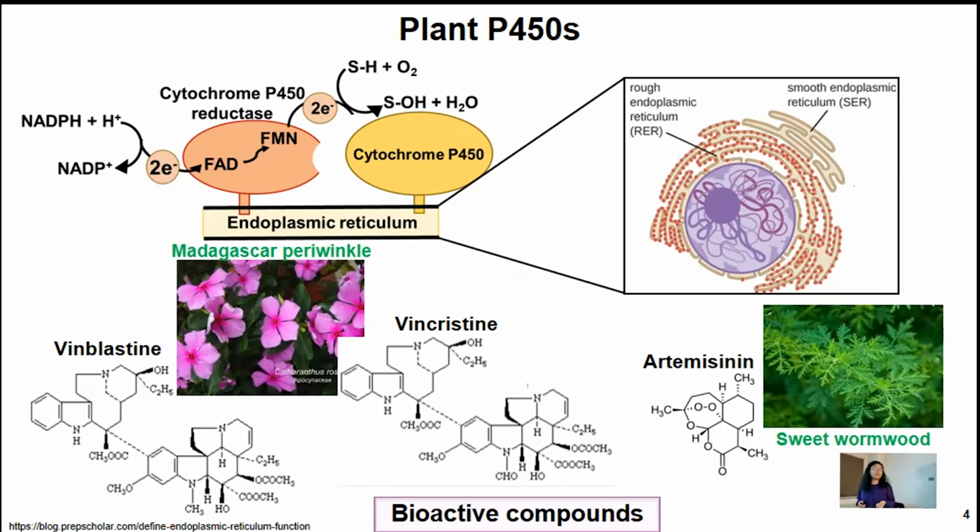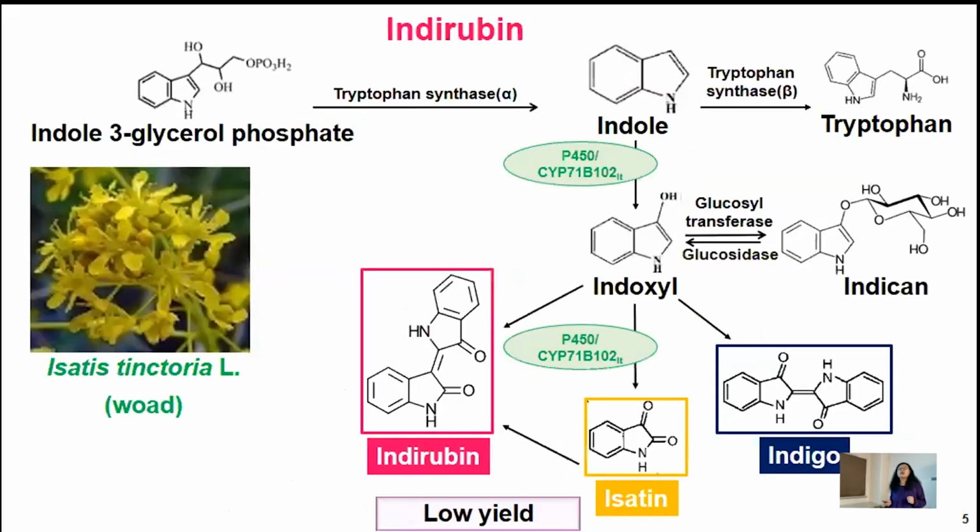These are anti-cancer compounds found in the plant Madagascar periwinkle. Also, artemisinin, it's an anti-malarial drug that is found in the plant sweet wormwood. And the bioactive compound we are interested in is this red-pink colored compound known as indirubin. And this slide shows the pathway plus the P450s that are involved for the production of this compound.